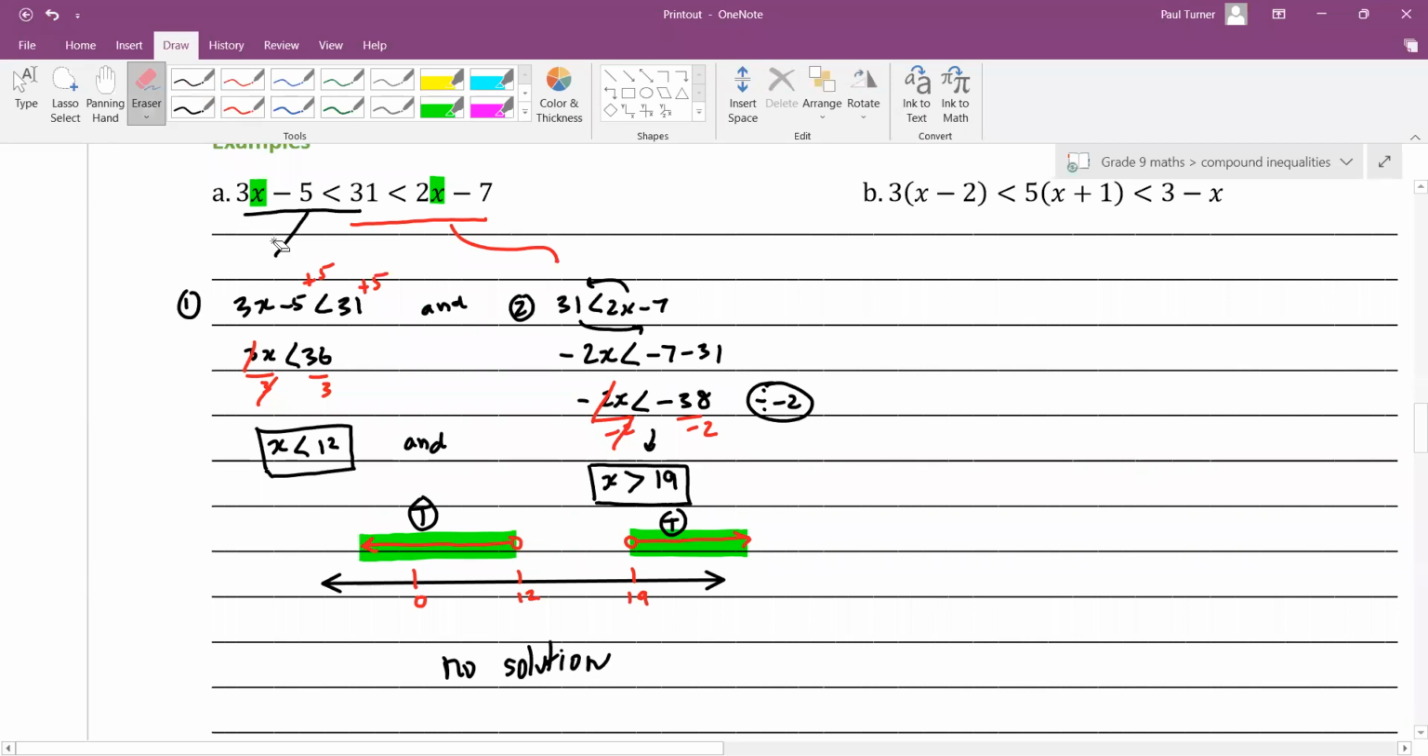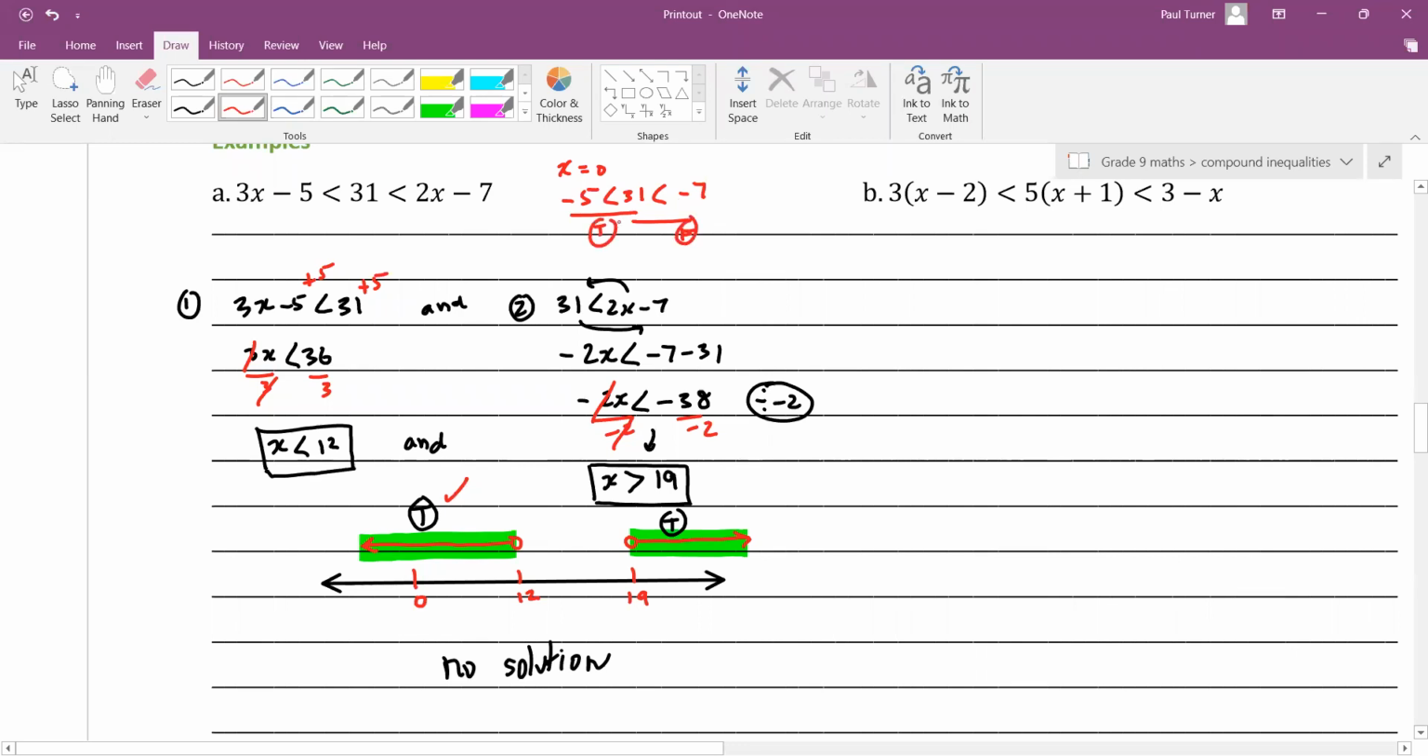So for example, just to show that there's no solution, imagine that x was 0. It will be true here. So let's put x equals 0 in. We get 3 times 0 is 0, so we'll have negative 5 less than 31, which is okay. But if you put 0 here, you'll get negative 7. Do you see the problem here? This bit is true: negative 5 is less than 31. But look here: 31 is not less than negative 7. This is false.